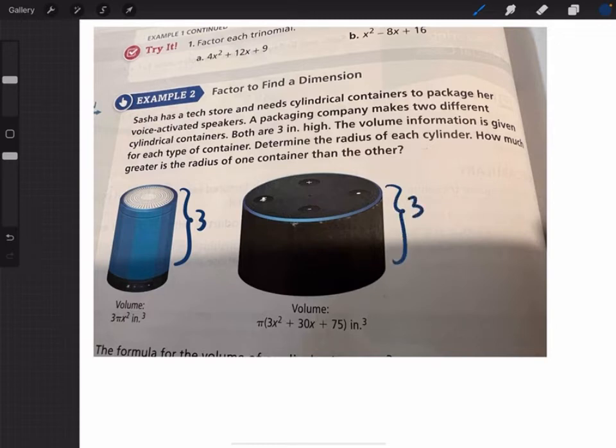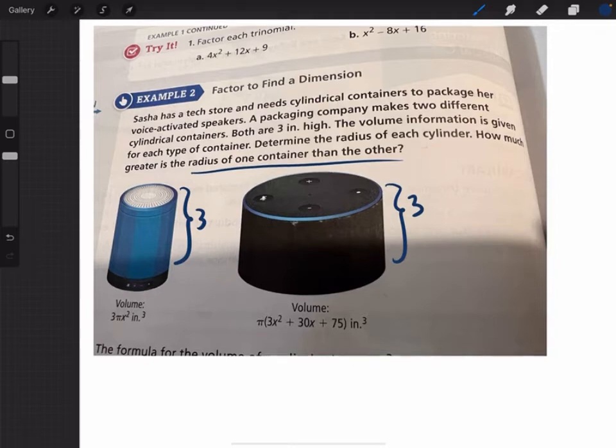So they want to determine the radius of each cylinder. How much greater is one radius than the other? So you're not going to solve for a radius. You just want to make a comparison. And there would not be an actual number for the radius. It's just how much more is one than the other.